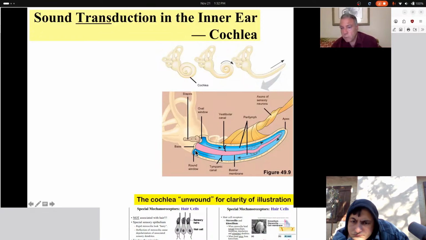Since liquids can't be compressed, we need to relieve that pressure. So when the oval window bends inward, on the other end the round window bends outward. That's a kind of pressure release system. You push in here, it pushes out there. The idea is that these vibrations travel in waves up the fluid and back, and when they do that, they squeeze this membrane in the middle.